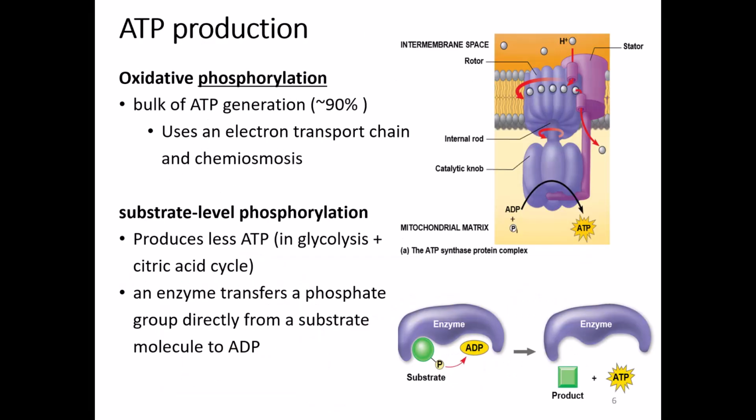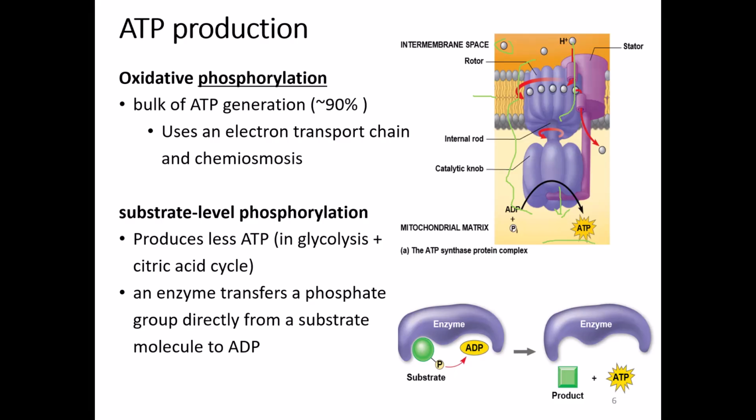We talked about this before as well, but there's two big ways we can produce ATP. We can do oxidative phosphorylation, which produces the bulk of ATP. It uses an electron transport chain and a proton gradient and chemiosmosis. So there's this protein pump in the inner mitochondrial membrane, and there's these hydrogen ions, and there's a concentration gradient, and the hydrogen ions flow through ATP synthase, and that provides the energy needed to produce ATP.